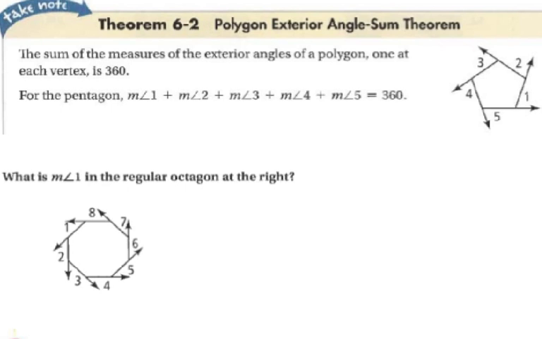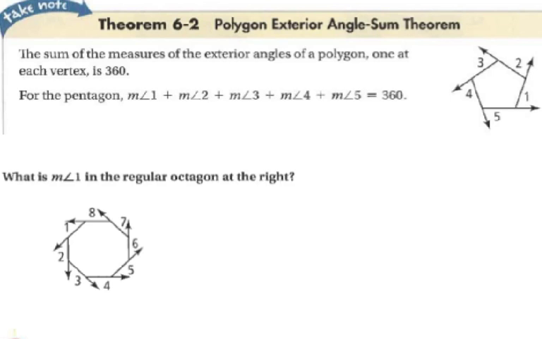So the next theorem that we have to learn is the polygon exterior angle sum theorem. And it says that the sum of the measures of the exterior angles of a polygon, one at each vertex, is 360, and it's always 360. So if you take angle 1, 2, 3, 4, 5, and add them up, it's going to be 360. And it would always be that. Even here, 1, 2, 3, 4, 5, 6, 7, 8, they're going to be 360. No matter what the polygon looks like.